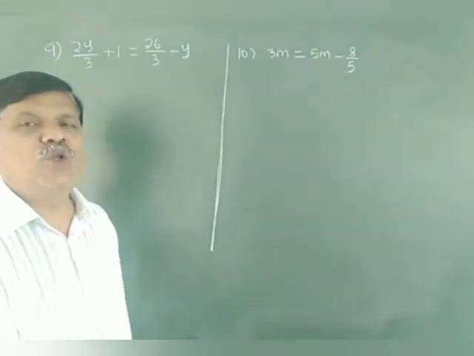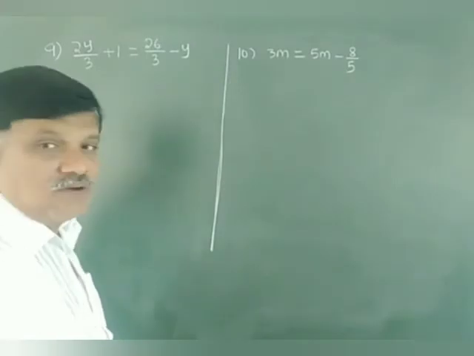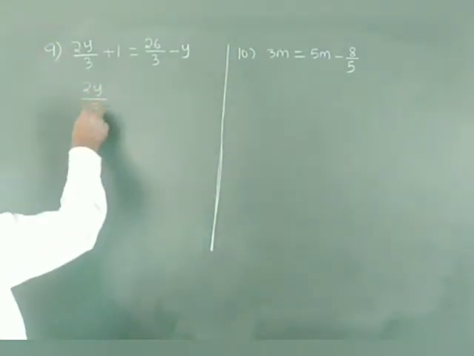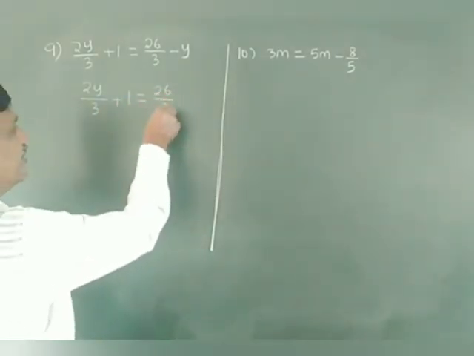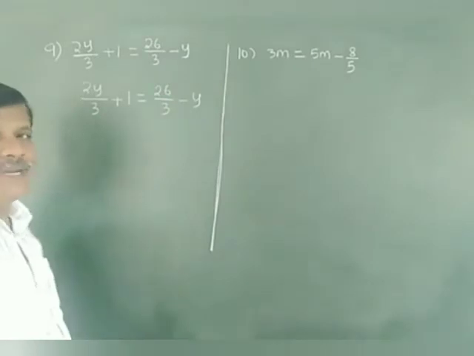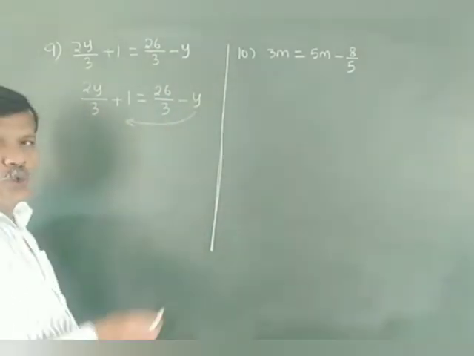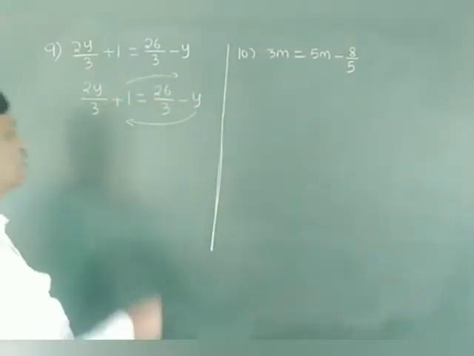Now we see the solution for the last 2 problems of this exercise. Okay children? Now you see here. What is the equation given here? 2y by 3 plus 1 equals to 26 by 3 minus y. Now as usual we transpose y to LHS and 1 to RHS. So what do you get here?